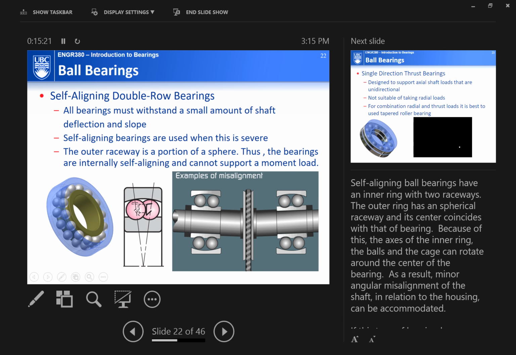There's also the self-aligning double row bearing. You have essentially a spherical surface on the top of it here, and if the shaft bends or deflects due to certain extreme loading, then this type of bearing will be able to accommodate a certain amount of deflection, which basically causes misalignment at this bearing location, right?